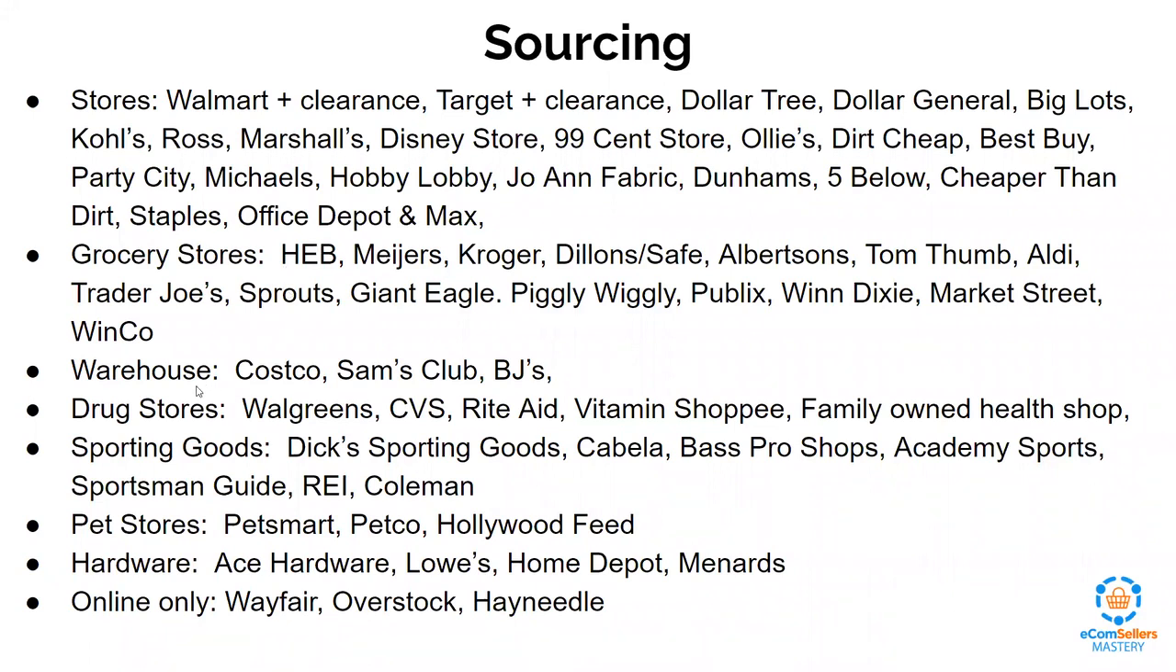Of course, look at the warehouse type model stores, Costco, Sam's Club, BJ's. Where I'm located, I don't have the Costco or BJ's, but I do have the Sam's Club. Drugstores always have some great sales and clearances, and they have some rewards programs so you can get money off of things: Walgreens, CVS, Rite Aid. The sporting goods: Dick's Sporting Goods, Cabela's, Bass Pro Shops, Academy Sports. I have an Academy Sports here. Pet stores: PetSmart, Petco, Hollywood Feed. Hardware: Ace Hardware, Lowe's.